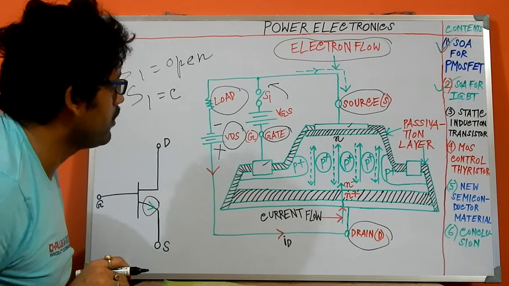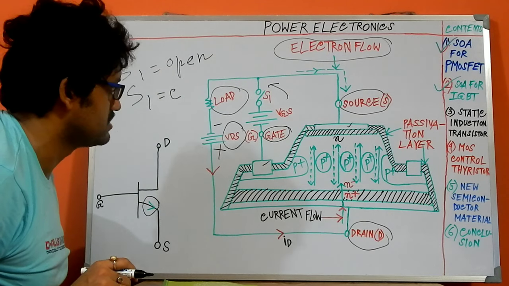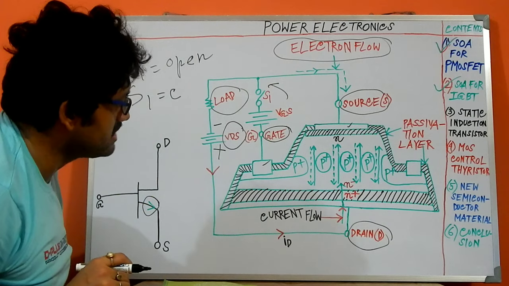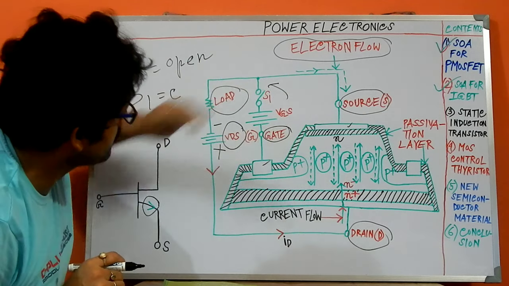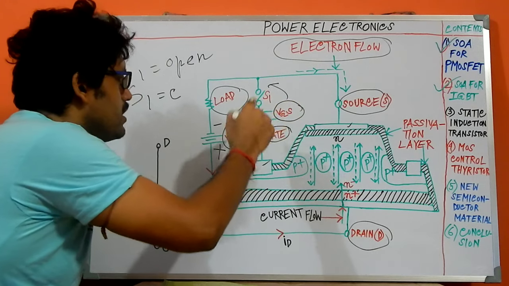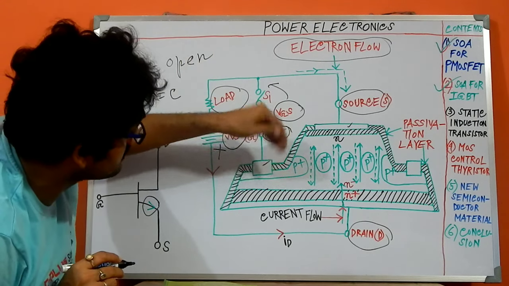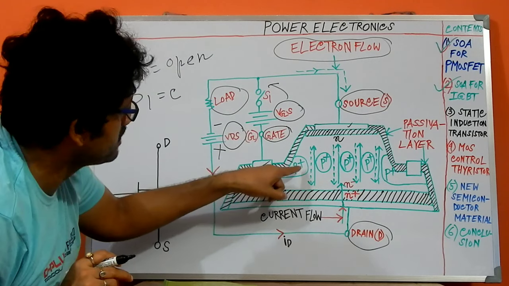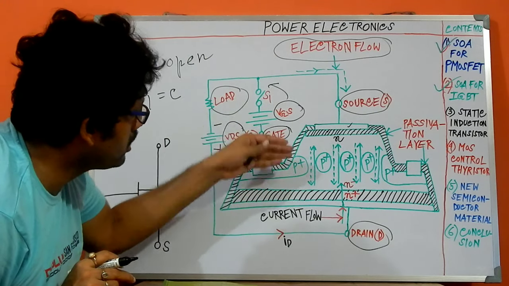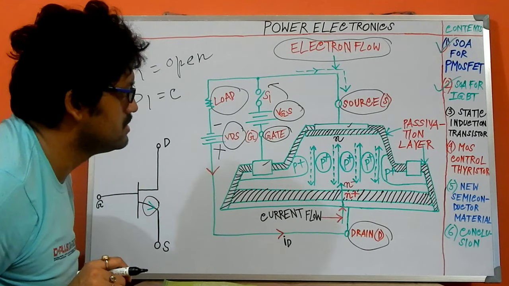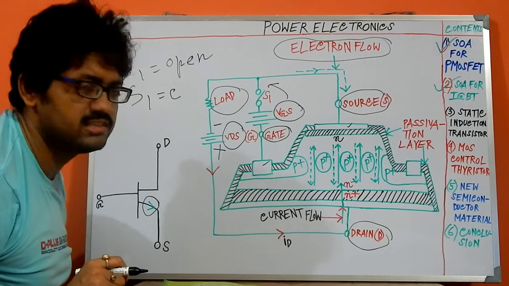Okay, I want to mention that the static induction transistor is always a turn on device. Why is this a turn on device? As you can sense, after I close the switch S1, the VGS is applied, and because of this gate source voltage there is some additional current, and the additional current gives some additional charges in the P plus region. This P plus region injects some additional holes in the N region and vice versa, and the proper bridge or conduction between the drain and source is formed.